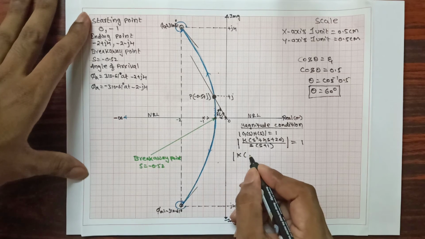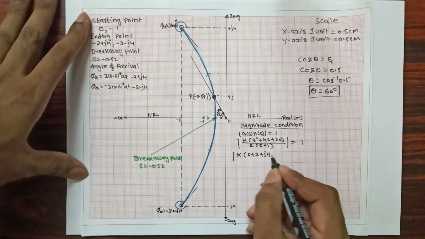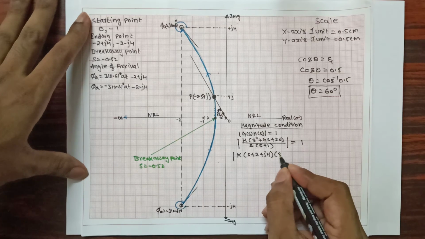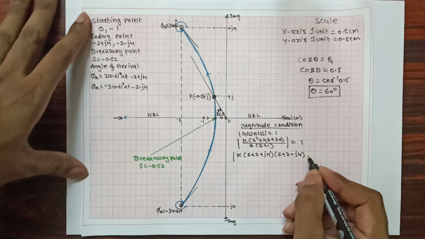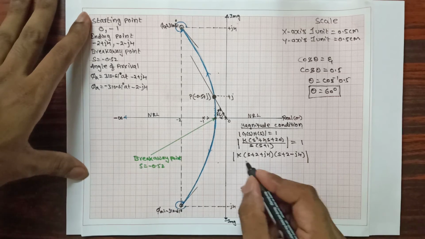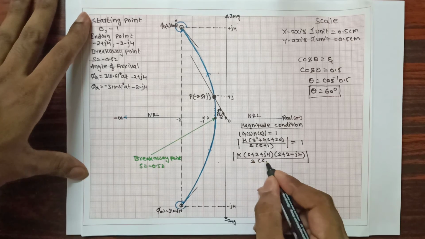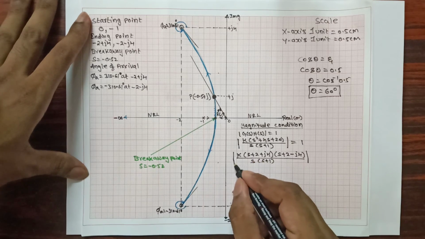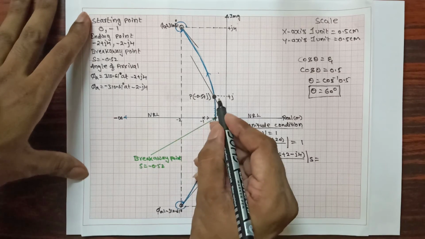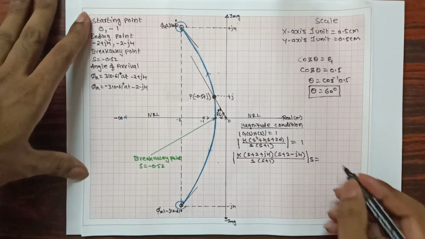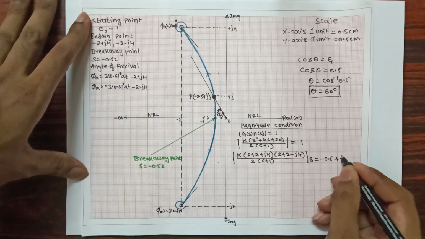K(s + 2 + j4)(s + 2 - j4) whole divided by s(s + 1). Now here I am going to substitute the s value, the intersection value that I got, that is s = -0.5 + j.